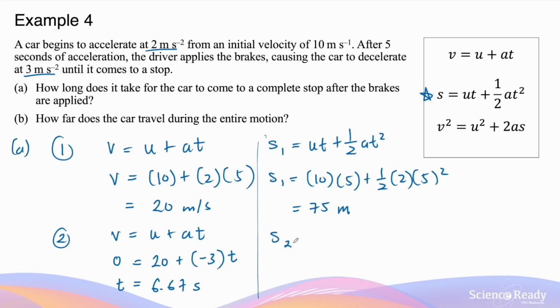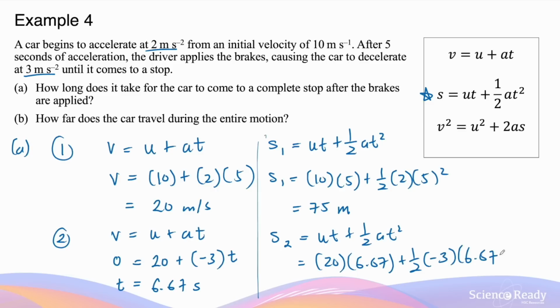Now we can do the same thing for the second interval, S2, equals ut plus half at squared. The initial velocity of the second interval, like we emphasized, was 20. The time in the second interval was 6.67 seconds, as we calculated in part A, plus half times A, which is minus 3 meters per second squared, times 6.67 seconds squared. And the displacement in the second interval is 66.67 meters.